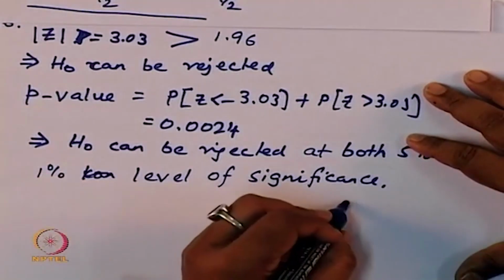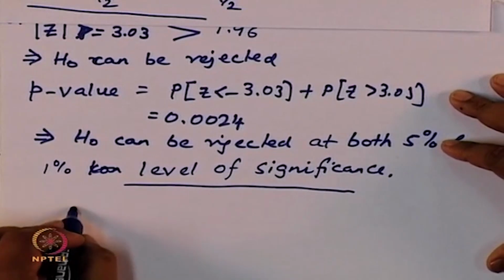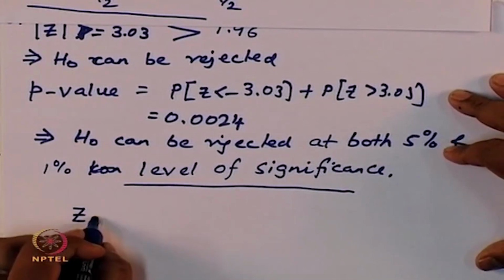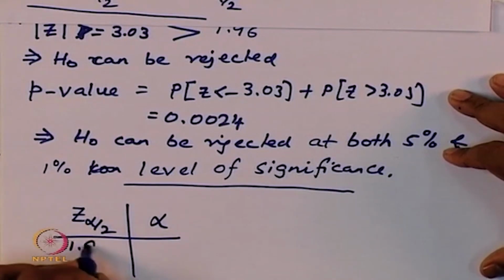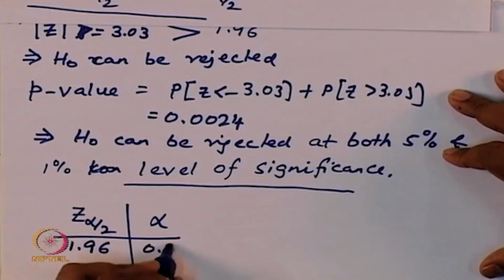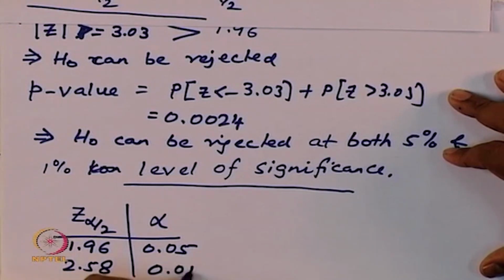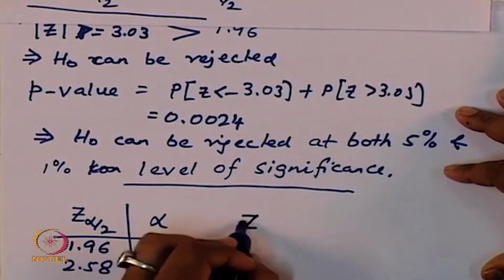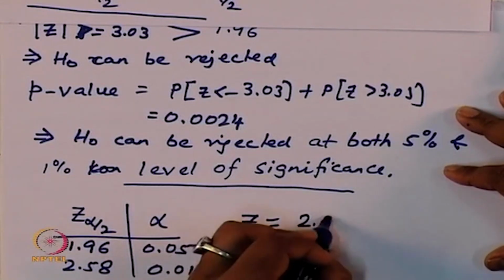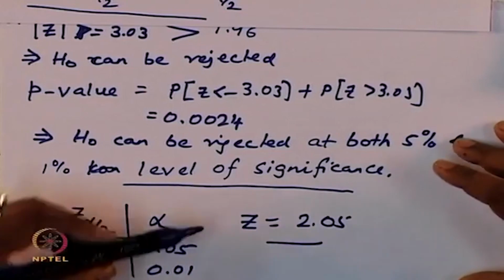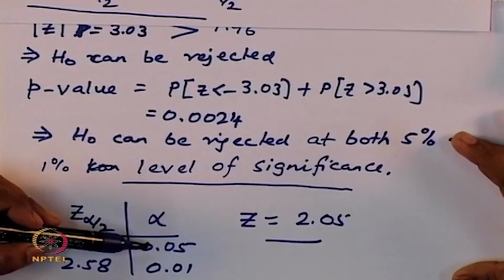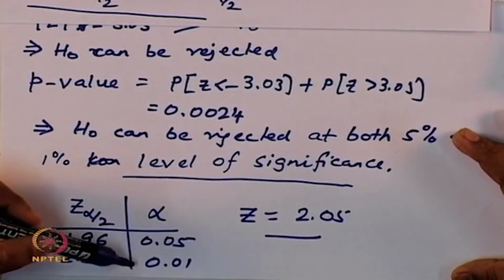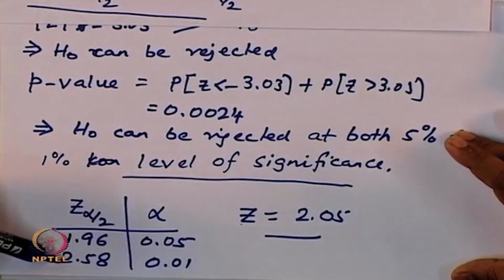Now, imagine a situation. If I plot z alpha by 2 against alpha, for 1.96 I have 0.05, and for 2.58 I have 0.01. Let us say in a particular case I get a value of z of 2.05. What this means is I can accept it at the 5% confidence level, but I have to reject it at the 1% confidence level, because this z is not greater than 2.58.